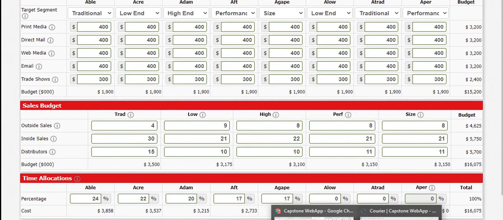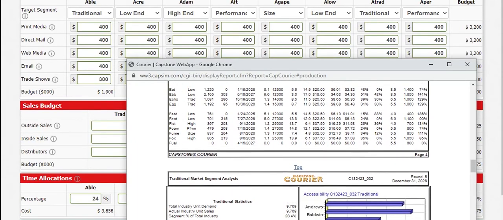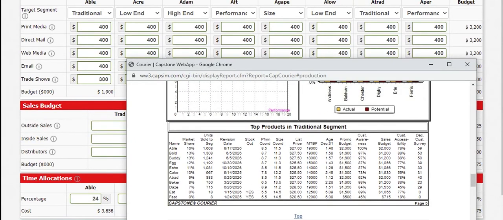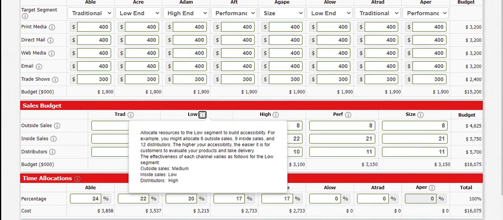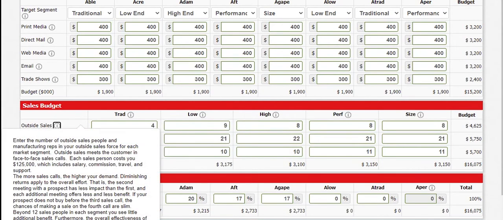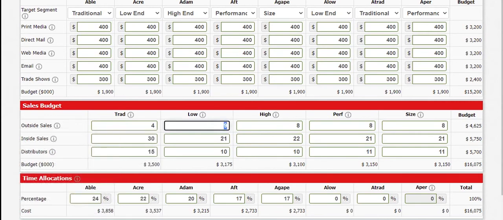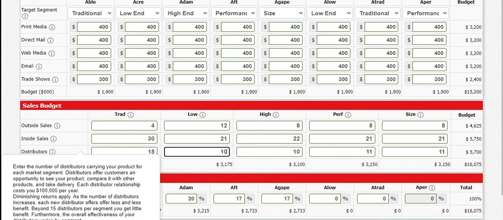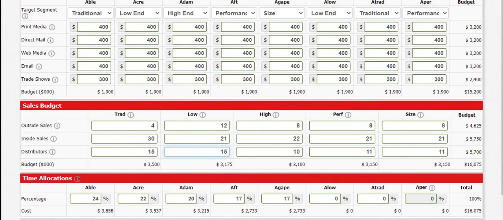For traditional, let us see how much customer accessibility we have. We have 78%. So we are seeking ways to maximize 78% to have a competitive advantage. For low end, medium, low, high, this one will have the maximum. The first one, they say 12 is the maximum, so we can have 12 here. Then this one, distributor, is also important. We can have 15. Here we can have, let's say, 10.